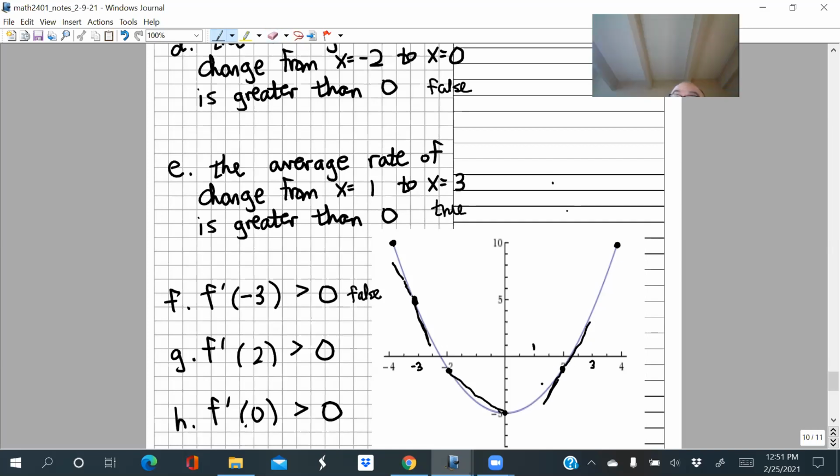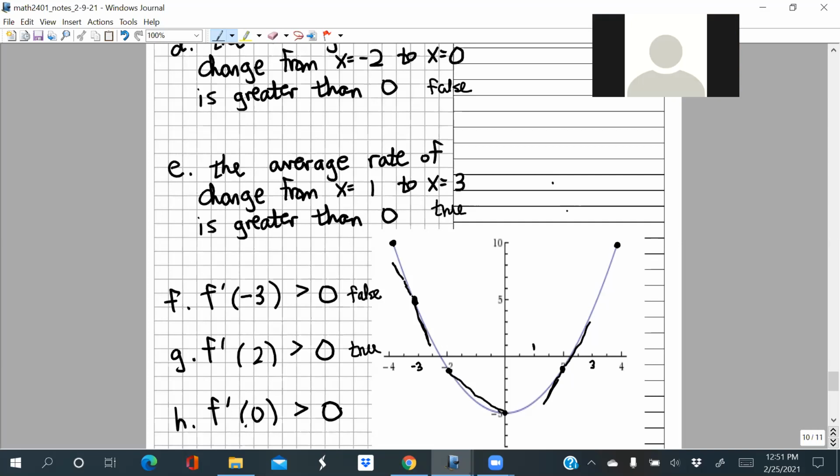Or you can also answer this by saying, oh, the curve is increasing right here. This graph is going up. And if it's going up, that means the instantaneous rate of change must be positive. So this is true. All right, so this is a trick question now for you.